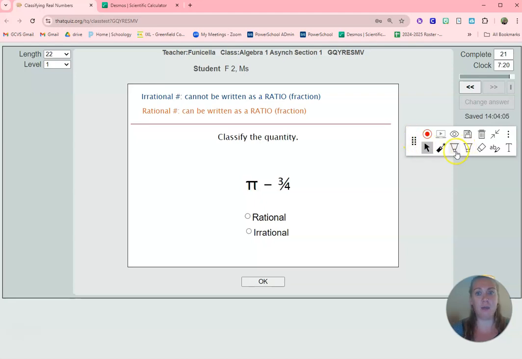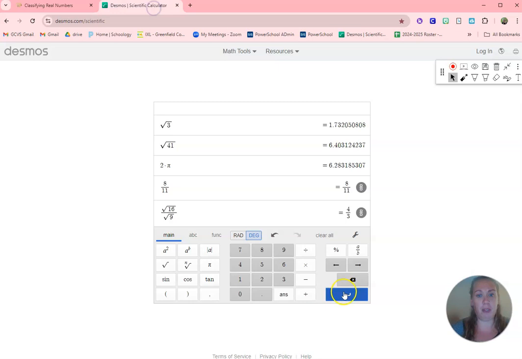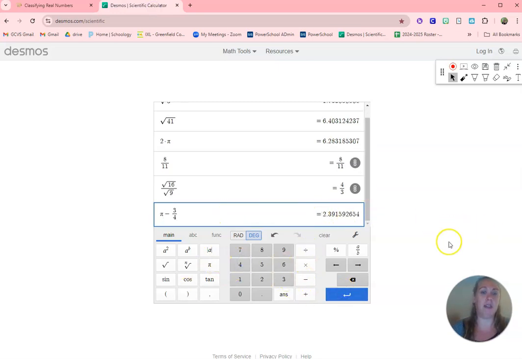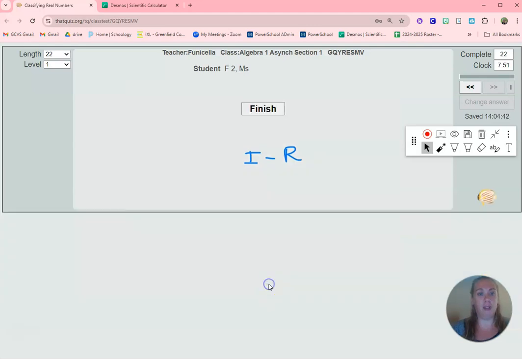Beautiful. Alrighty, pi minus 3/4. This is our last one. So we have this irrational pi, and we're subtracting a rational 3/4. An irrational minus a rational is going to get us an irrational difference. If we typed it into our calculator, pi minus 3/4, we end up with this messy decimal with no pattern. Notice there's no fraction button that pops up because we can't make it a fraction. It cannot be written as a ratio. So this is irrational. And then make sure you click finish when you're done.